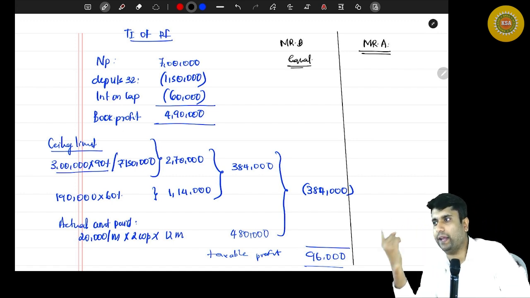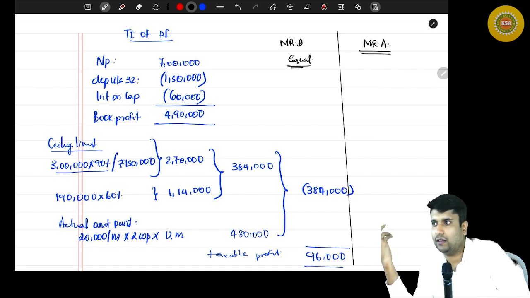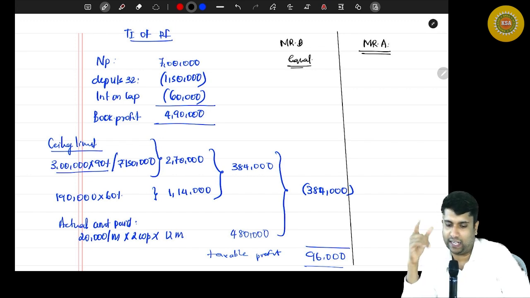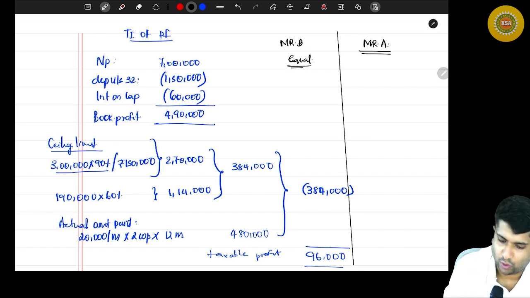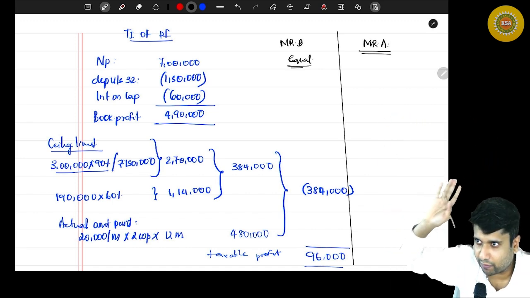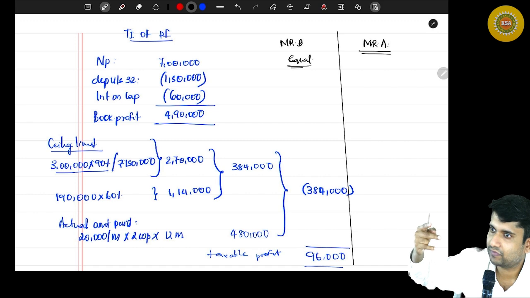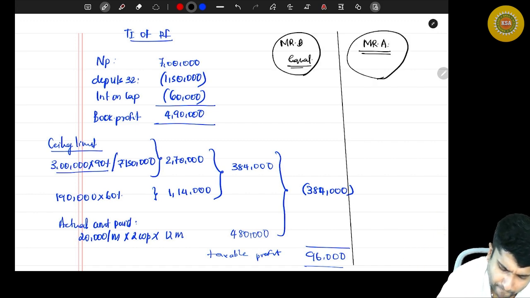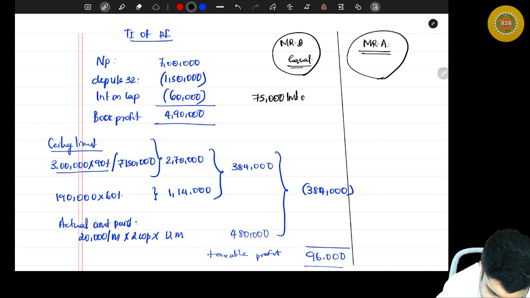75,000 is the actual amount paid. That is not allowed as deduction. Why should we add back? Because that net profit is before adjusting the following items. Okay, let's understand. Listen, keep quiet and listen. According to the improvisation, how many partners are there? Two partners. So listen, this partnership firm has paid actually 75,000 rupees as interest on capital.